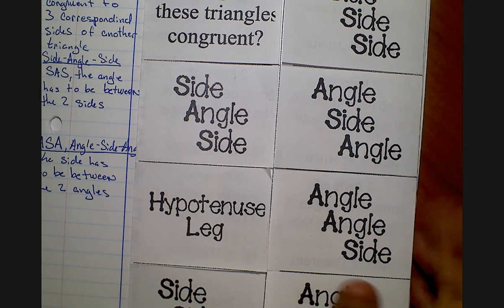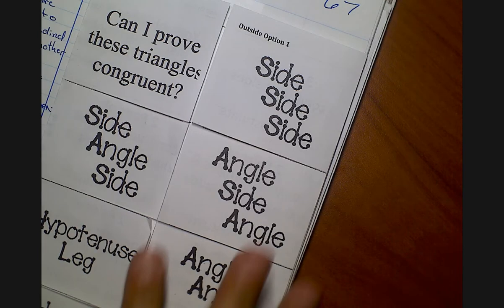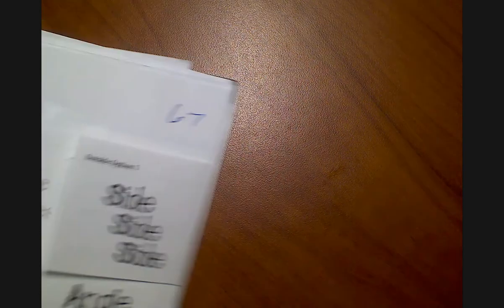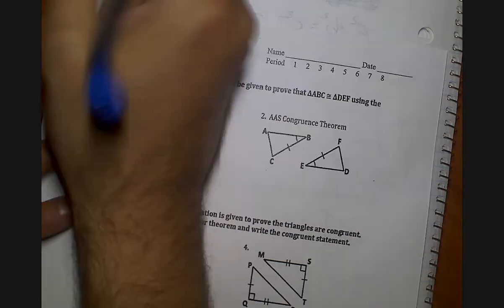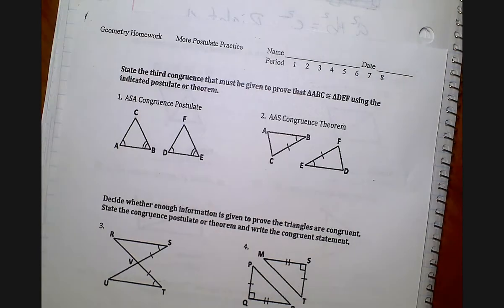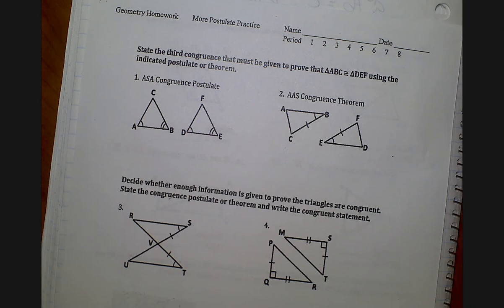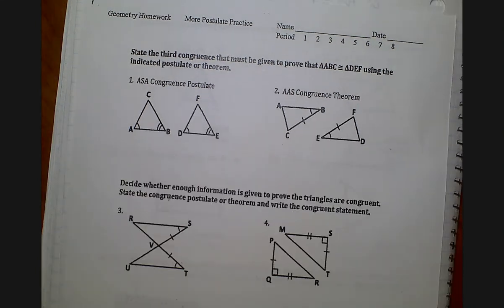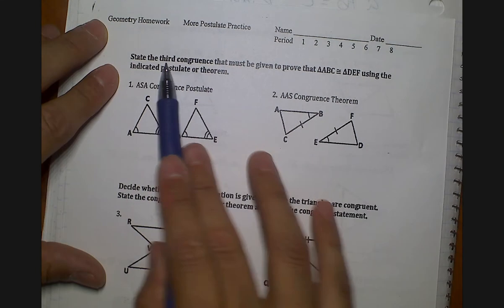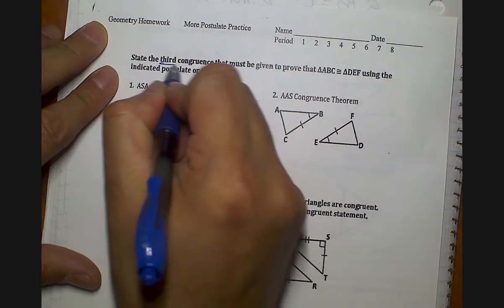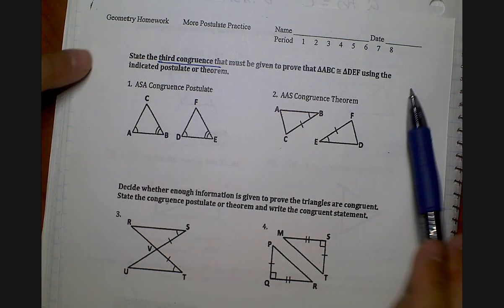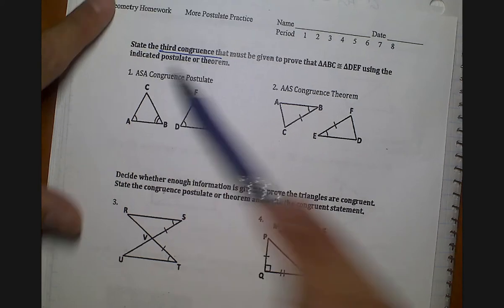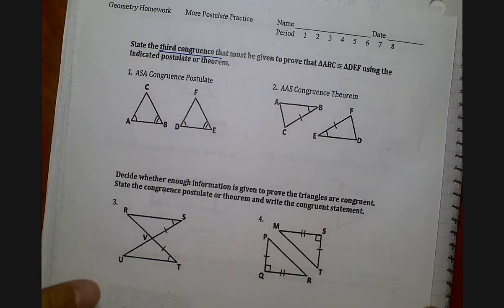Okay, anyway. All right, let's take a look at the next page. The next page is going to be 66. I'm going to flip that over. On 66, we have this right here, and this is going to be my practice. For this one, state the third congruence. The third congruence that must be given to prove that these triangles are congruent with the indicated postulate.